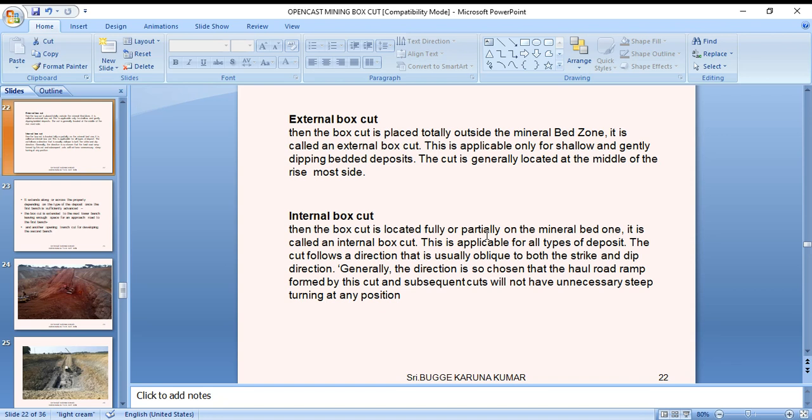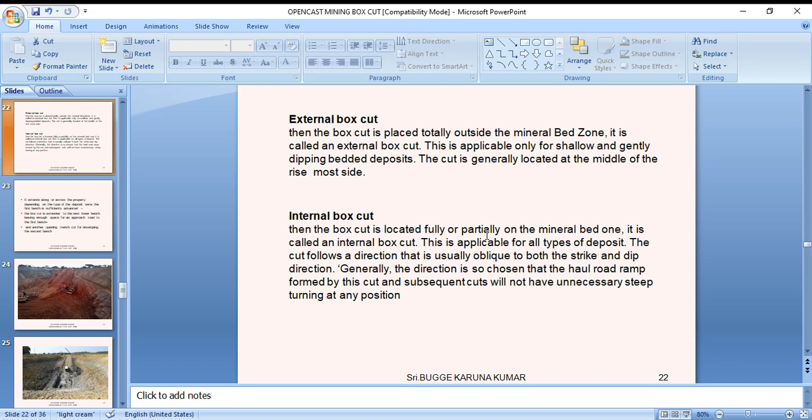In internal box cutting, the box cut is located fully or partially on the mineral bed. This is called an internal box cut. This is applicable for all types of deposits. The cut follows a direction that is usually oblique to the mine's strike and dip direction. Generally, the direction is chosen so that the haul road ramp formed by this cut and subsequent cuts will not have unnecessary steep turns.